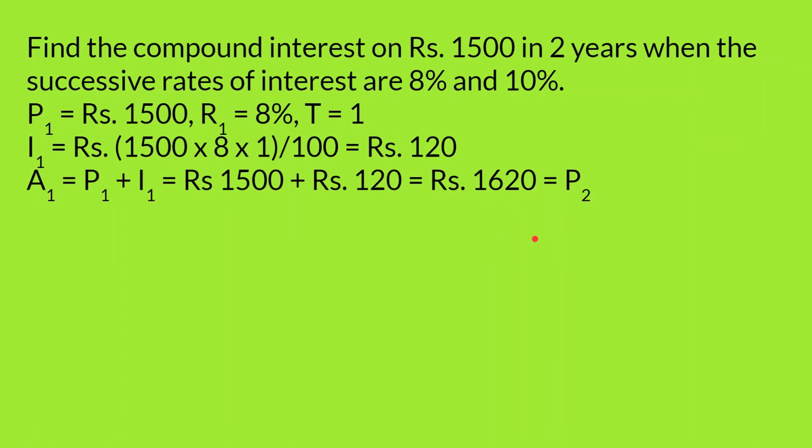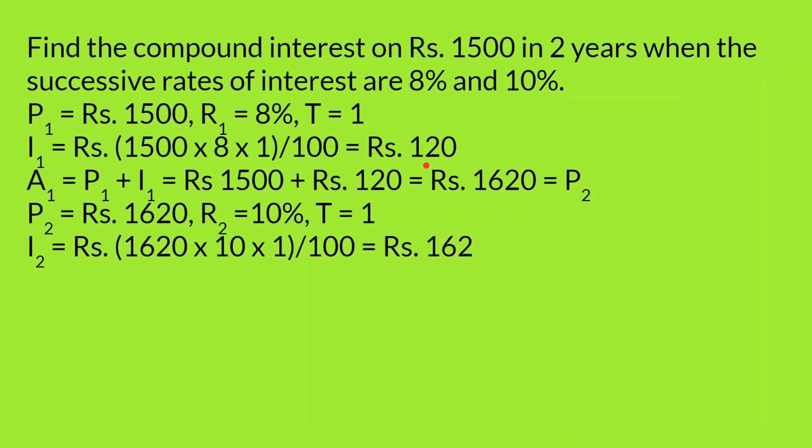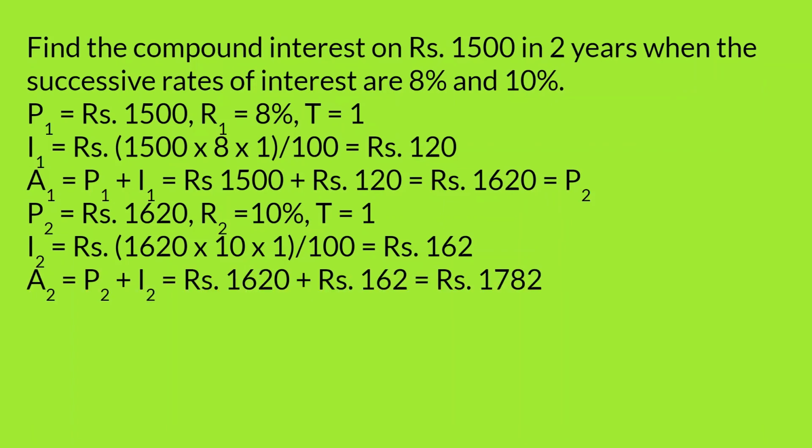So P2 is equal to 1620. R2 is 10% from here, and T is equal to 1. So again, I2 is equal to PRT upon 100. So 1620 into 10 into 1 upon 100. These two zeros cancel each other. So we get 162 rupees. So amount at the end of second year is A2 is equal to P2 plus I2. That's 1620 plus 162. So that's 1782. This is the final amount.